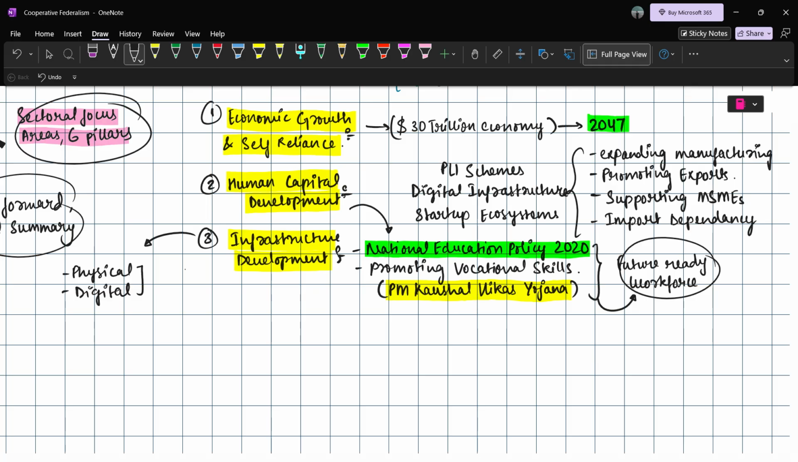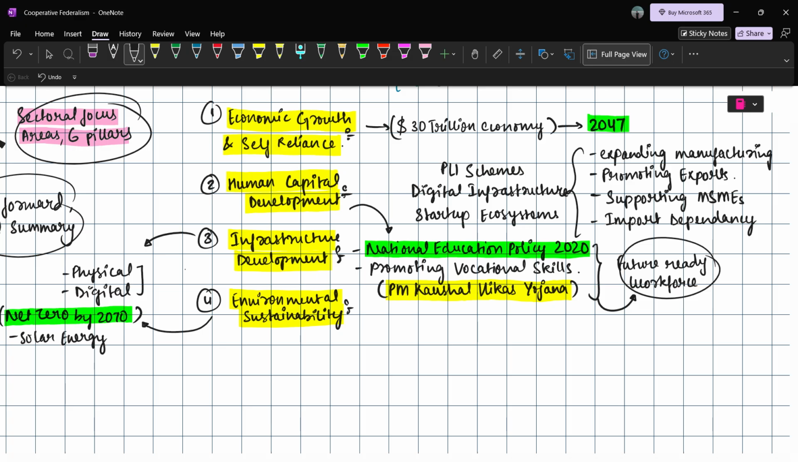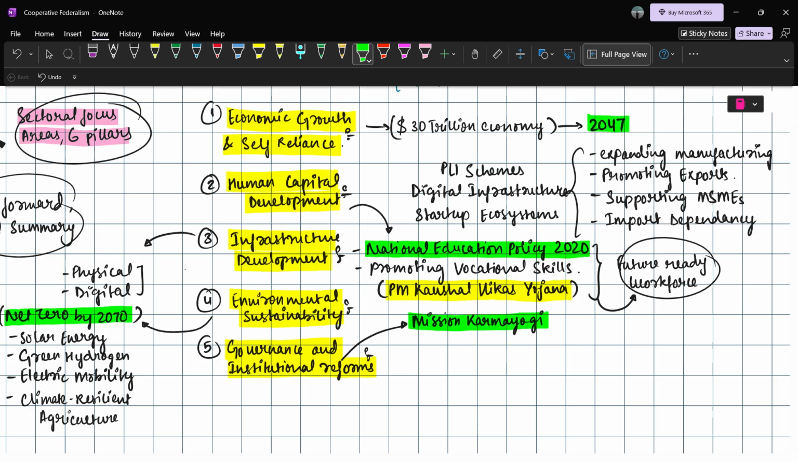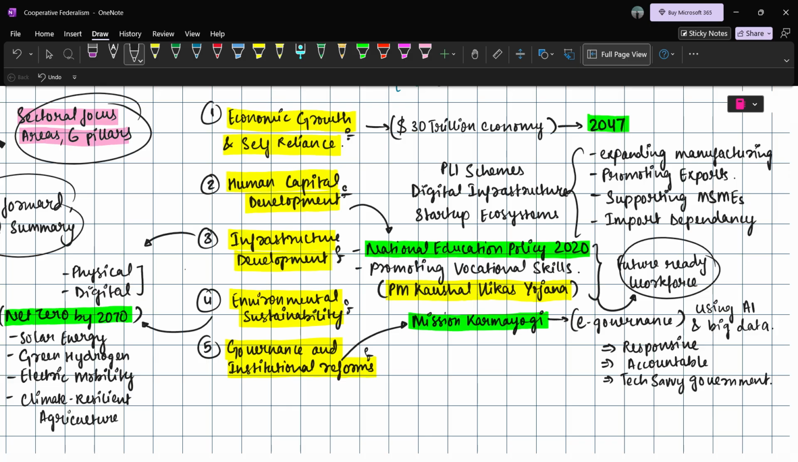The fourth is environmental sustainability. India has committed to net zero by 2070. Viksit Bharat supports this through solar energy, green hydrogen, electric mobility, and climate resilient agriculture. The goal is sustainable development without compromising ecology. The fifth is governance and institutional reforms, which includes civil service reforms under Mission Karmayogi, promoting e-governance using AI and big data in public service delivery, and strengthening transparency. The idea is to build a responsive, accountable, and tech savvy government.